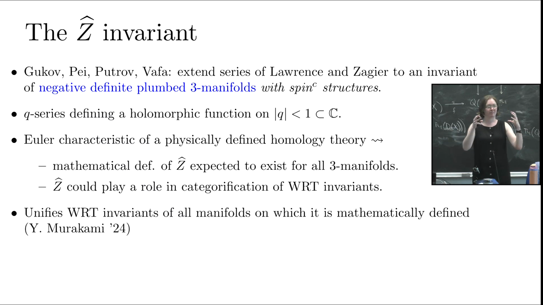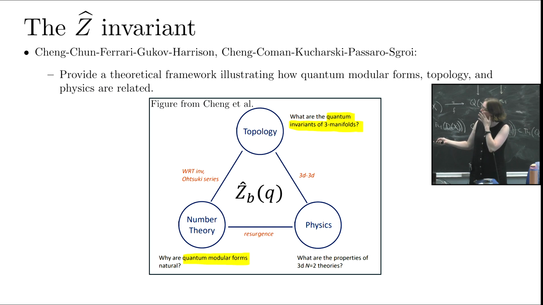So we do now have these Q series associated to each negative definite plumbed 3 manifold with the choice of spin C structure that, in a precise sense, do what we want them to do. They unify the invariants and they define holomorphic functions. They're not always modular forms, but they are quantum modular forms, for vast families of 3 manifolds. I should also mention work by these 2 groups of authors, a few of which are in this room, provides this theoretical framework illustrating how this Z-hat invariant sits in the intersection of topology, physics, and number theory, and how questions about Z-hat can illuminate connections between these 3 fields.